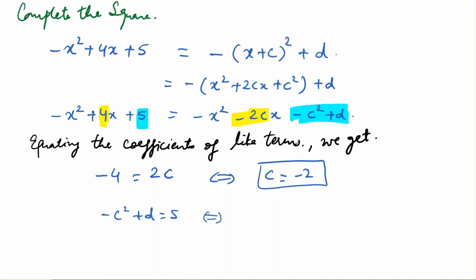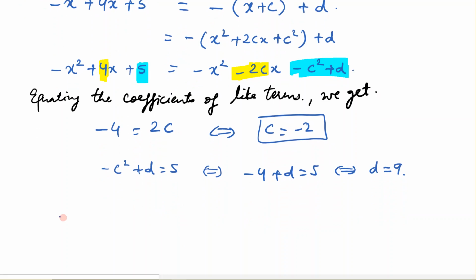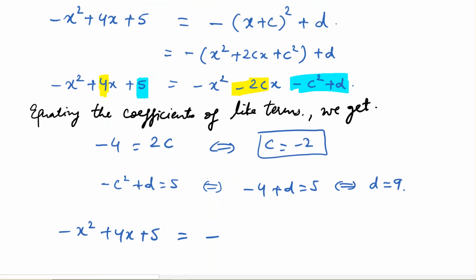and c is -2, so -4 plus d equal to 5. So this implies d should be equal to 9. Thus, by comparing our square, -x squared plus 4x plus 5 becomes equal to -(x minus 2) square plus 9. So this is our completing the square.